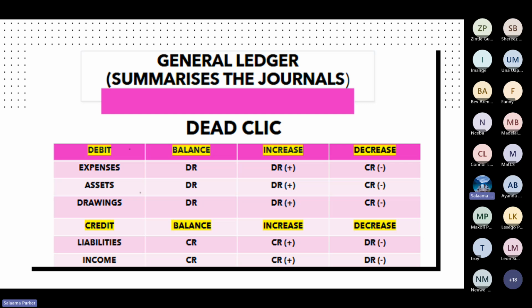The rule is that your expenses, assets, and drawings increase when you debit and decrease when you credit. And it's just the opposite for your liabilities and income. They increase when you credit and decrease when you debit.